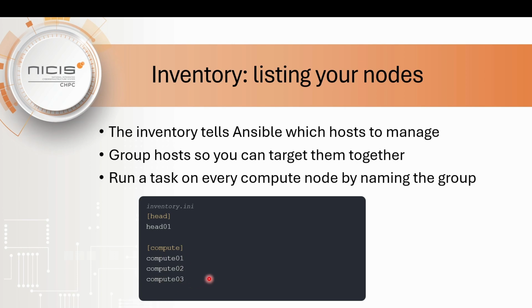These hosts are actually grouped. As you can see, under head we only have 1 head node, and under compute we have 3 compute nodes. What's nice with this is you can target specific configuration to specific groups of machines. Let's say you want to configure a head node in a particular way. You can run Ansible to configure the head node only in that way, and then run Ansible again to configure the compute nodes in a different way.